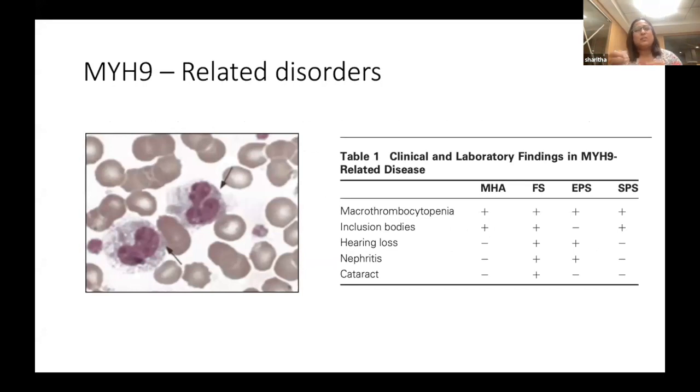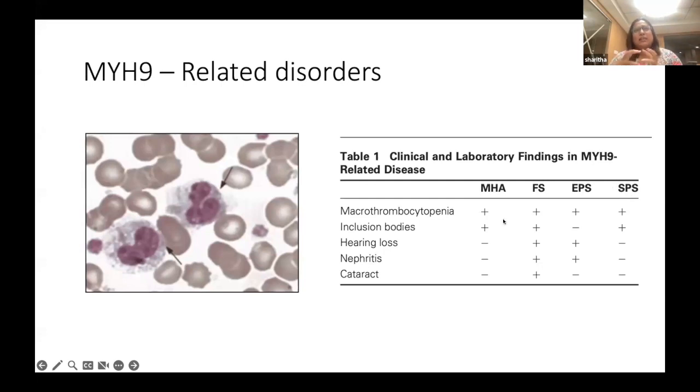I will just deal with a few of the important disorders of giant platelets. The major one included in the etiology of giant platelets is the myosin heavy chain 9 related disorders. This includes a lot of syndromes, but the 4 important main syndromes are the May-Hegglin anomaly, Fechtner syndrome, Epstein platelet syndrome, and the Sebastian platelet syndrome.